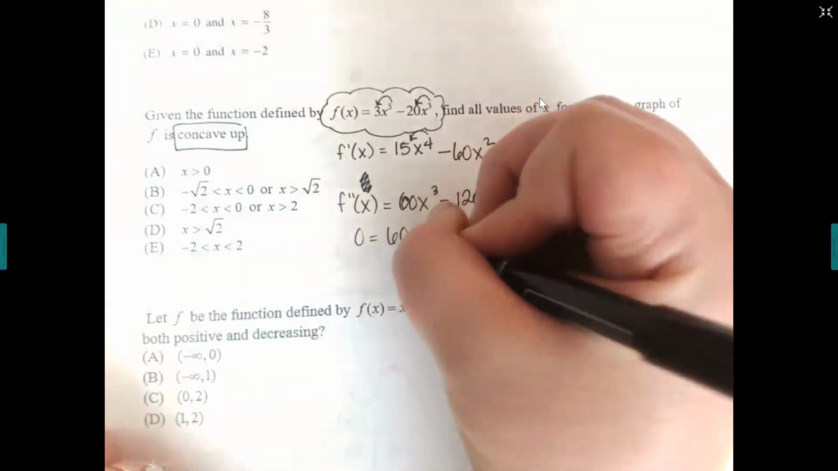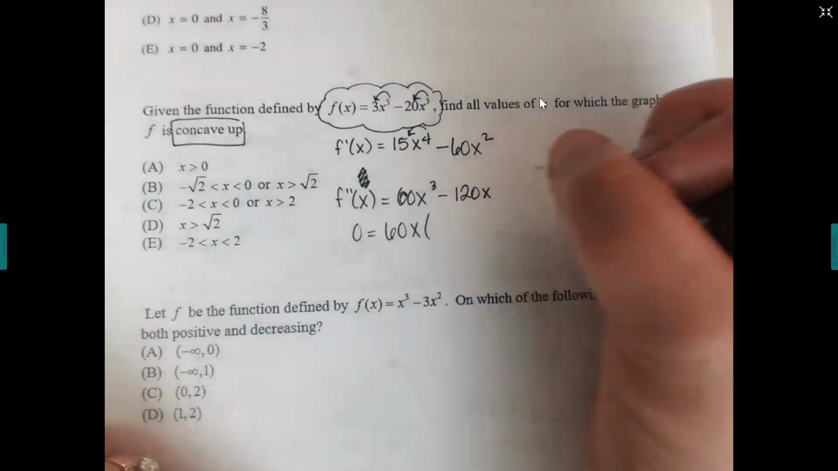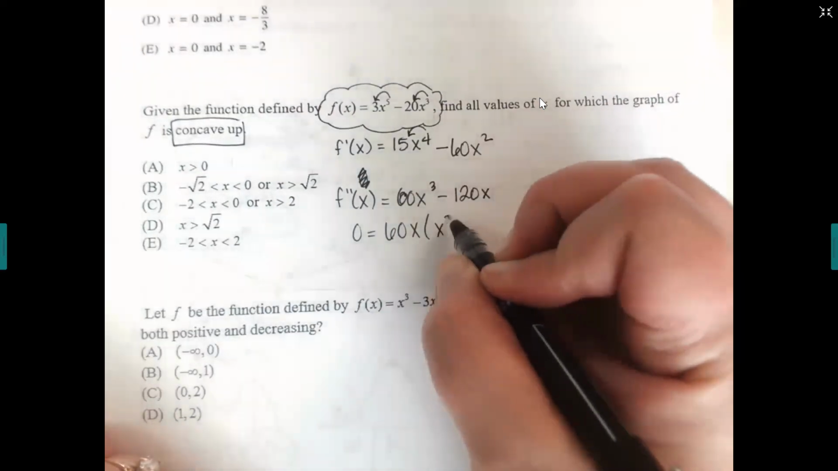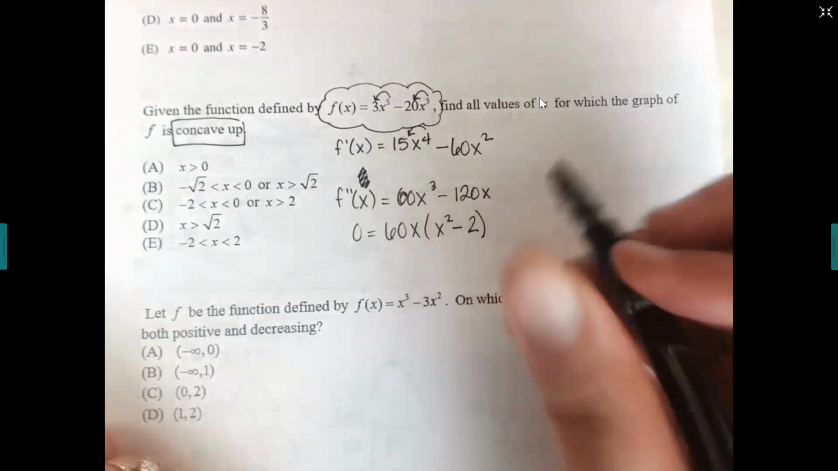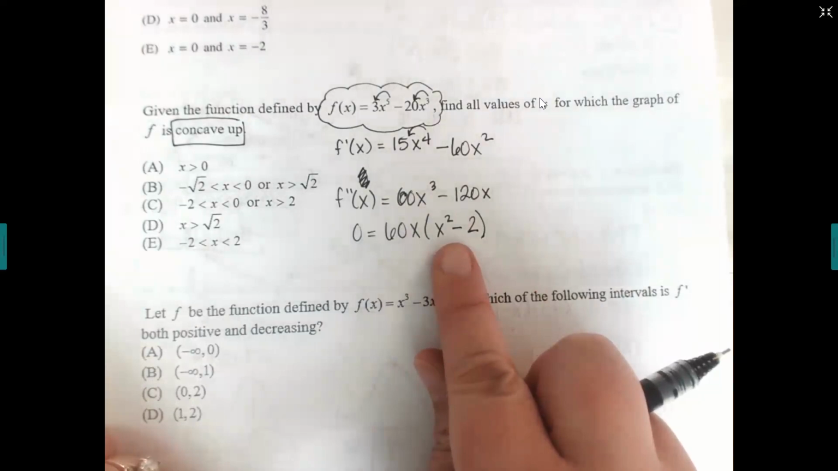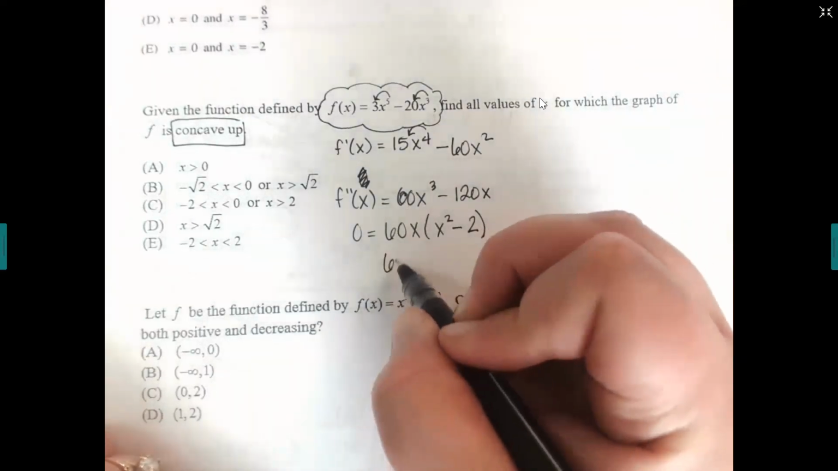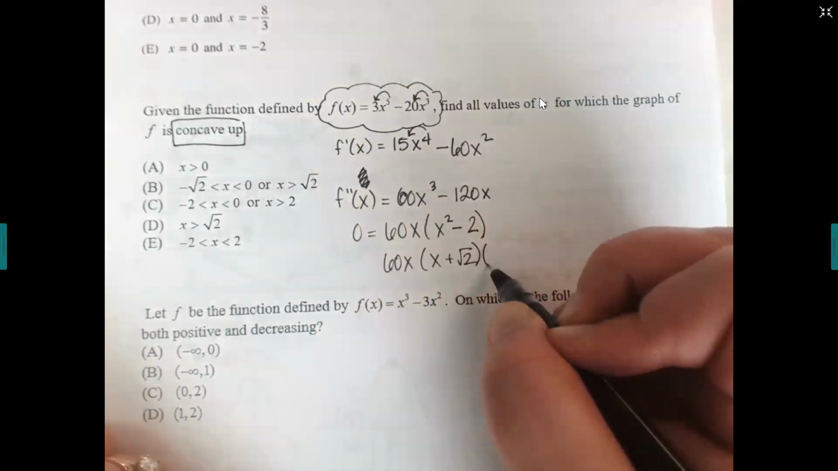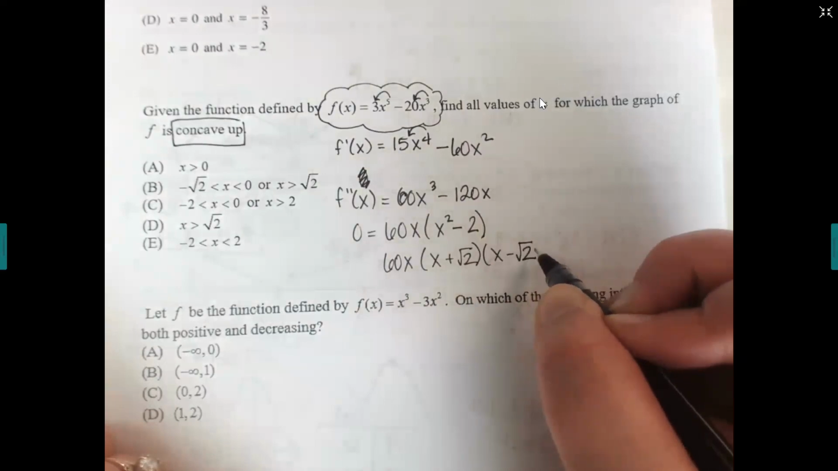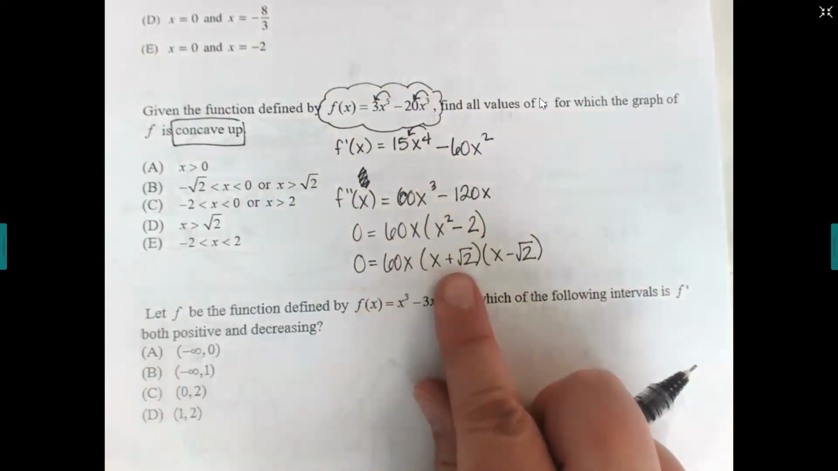Okay, so 60x, what's left over? It's square root is 2x or 2. Good. And now this can still be factored. The square root of 2 is not pretty, but you can still break that down. So you'd have a 60x, x plus root 2, and an x minus root 2. So this is still a difference of perfect squares. However, since you can't square root 2, you just leave it like that.